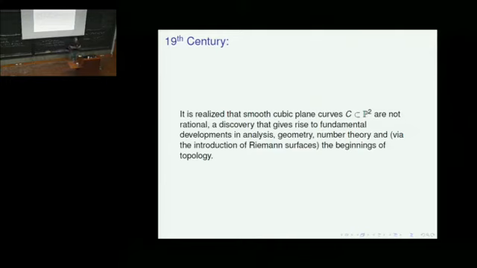All the standard trigonometric substitutions that you do when you integrate functions involving square roots of quadratic polynomials amount to parametrizing a rational curve in the plane by P1 and pulling your differential form back, getting the integral of a rational function. But you couldn't do that with a cubic because it's not rational.